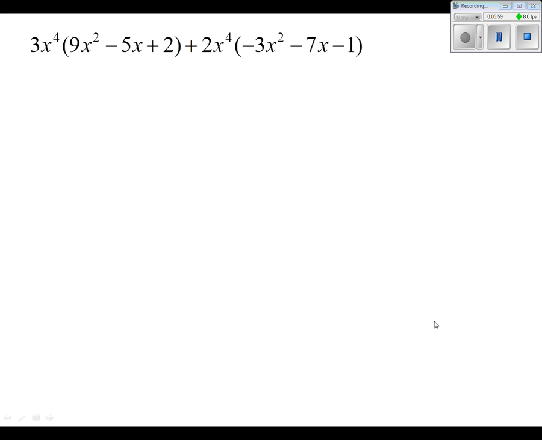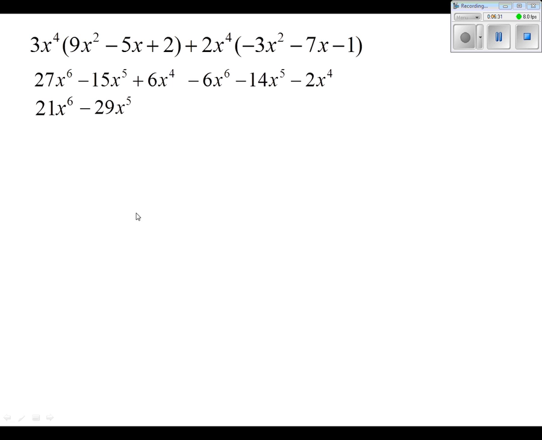Now we're going to do some distribution with adding like terms. So I take the first one, I distribute it in. I get 27x to the power of 6 minus 15x to the 5 plus 6x to the 4. I then take this second one, distribute it in. I get negative 6x to the 6 minus 14x to the 5 minus 2x to the 4. I add like terms, so 27x to the 6 minus 6x to the 6 is 21x to the 6. Negative 15x to the 5 minus 14x to the 5 is negative 29x to the 5. And 6x to the 4 minus 2x to the 4 is plus 4x to the 4. Check the standard form. 6, 5, 4. Yep, that looks good.